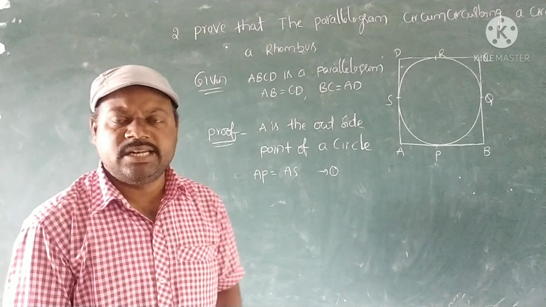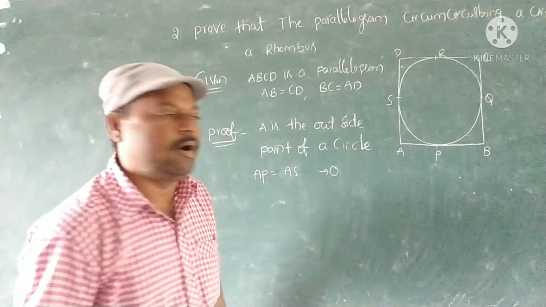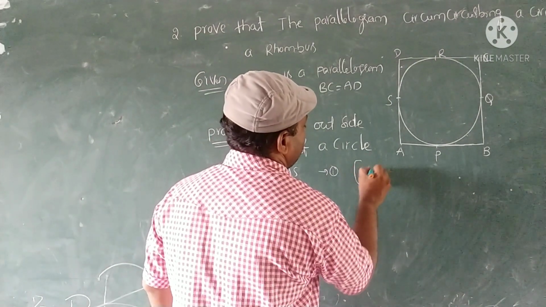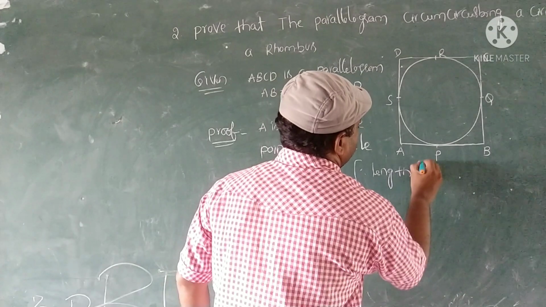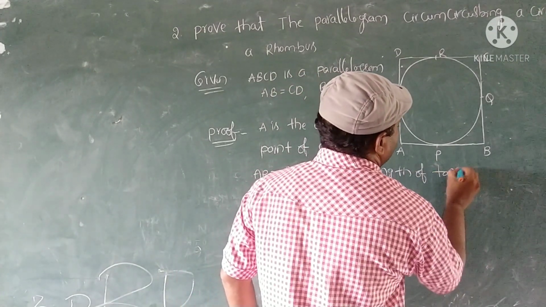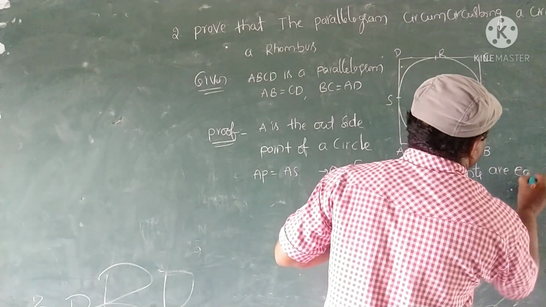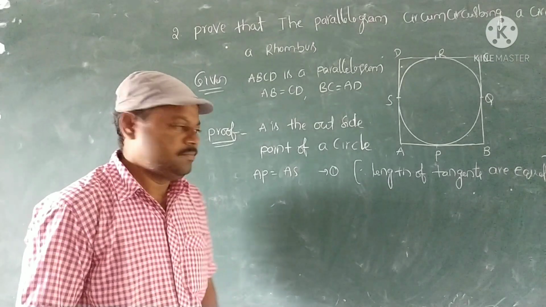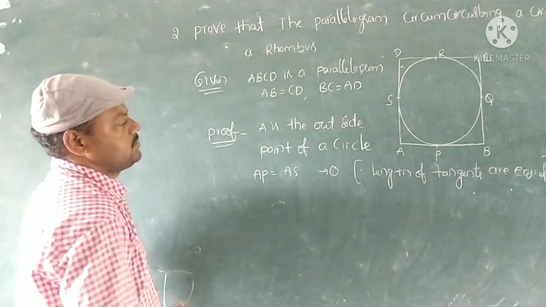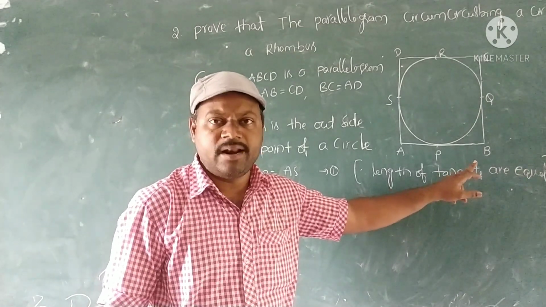So what is the reason? Length of the tangents are equal, drawn from an external point. That is the reason. So AP equals AS. So first point complete. Take the second vertex of the parallelogram.